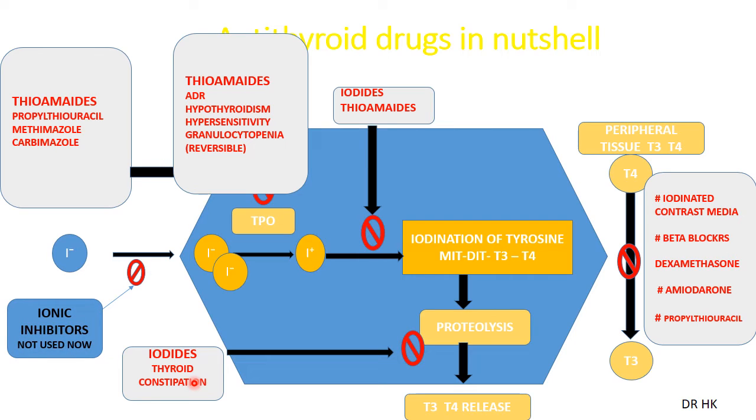Another group of drugs, which is not used now, is ionic inhibitors. In this, thiocyanate is there, perchlorate is there. Because of their toxicity they are not used now.